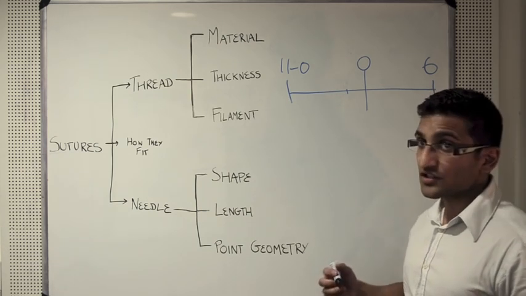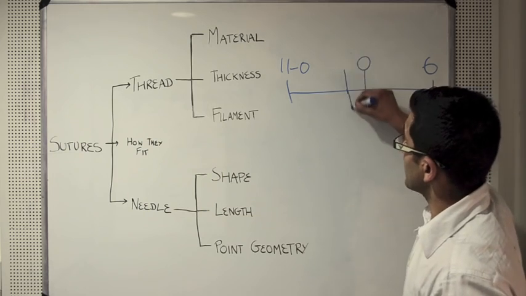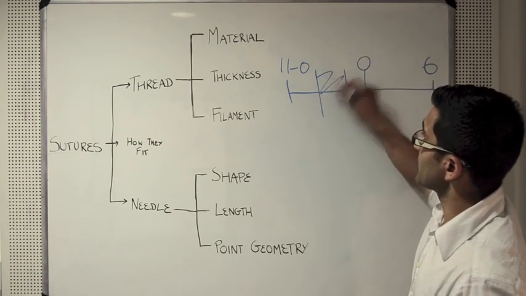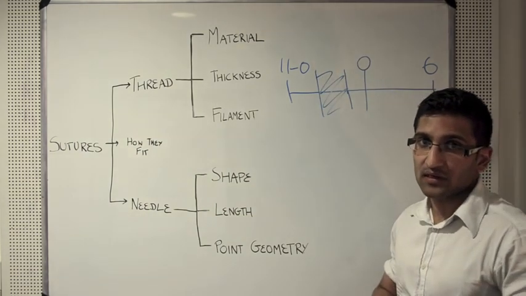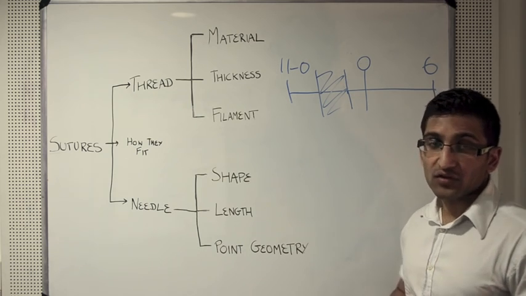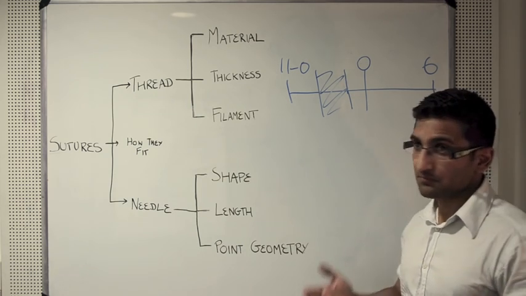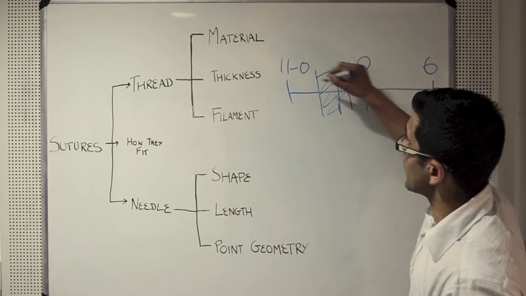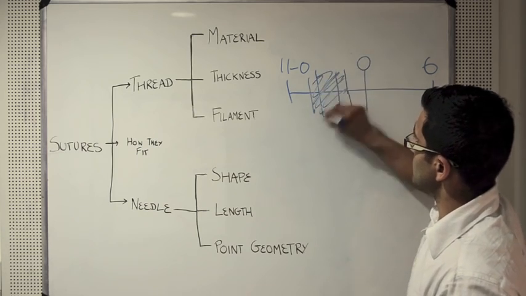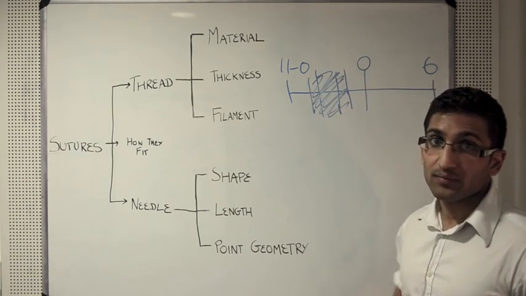In practice, most clinicians would use a size 3.0 to 5.0 suture to suture up skin or other tissues, and if you're suturing on the face, you would use a caliber between 4.0 and 6.0. So it's this sort of range in which you might be asked to suture.